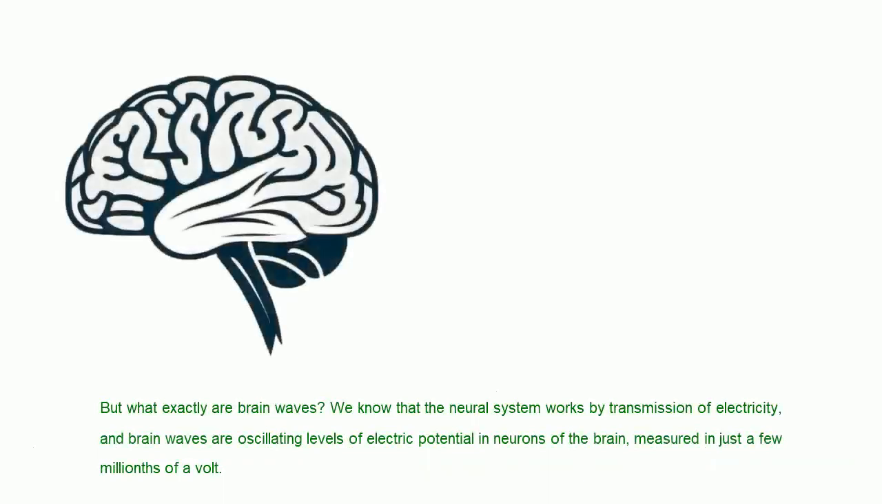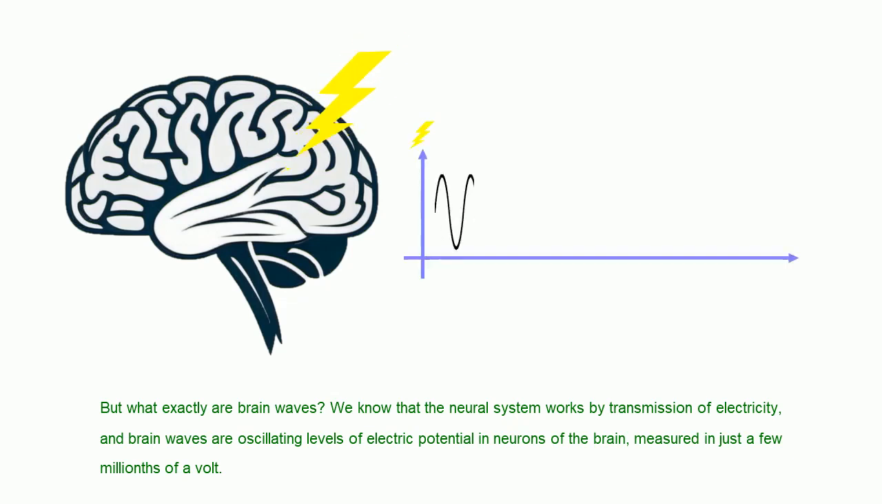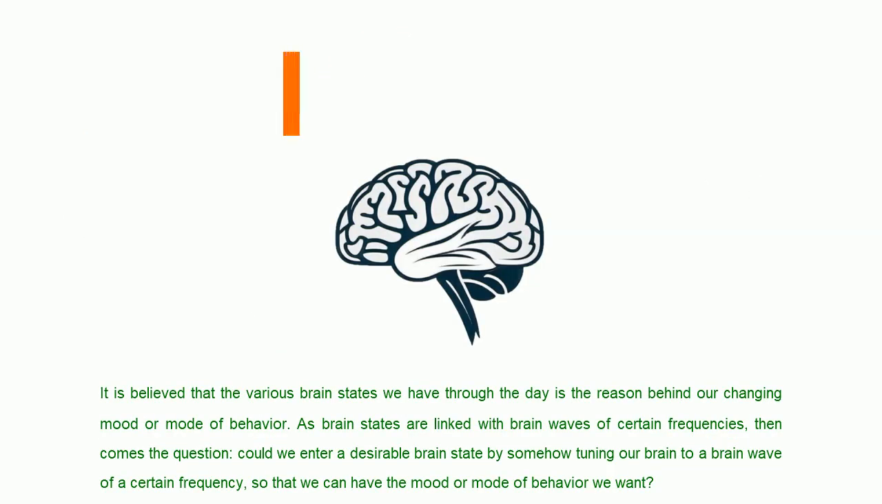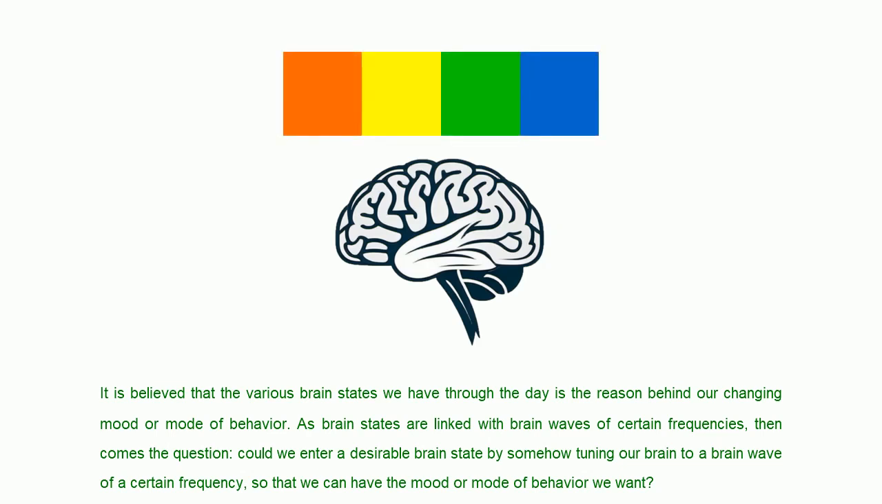But what exactly are brain waves? We know that the neural system works by transmission of electricity, and brain waves are oscillating levels of electric potential in neurons of the brain, measured in just a few millionths of a volt. It is believed that the various brain states we have through the day are the reason behind our changing mood or mode of behavior. As brain states are linked with brain waves of certain frequencies, then comes the question: could we enter a desirable brain state by somehow tuning our brain to a brain wave of a certain frequency, so that we can have the mood or mode of behavior we want?